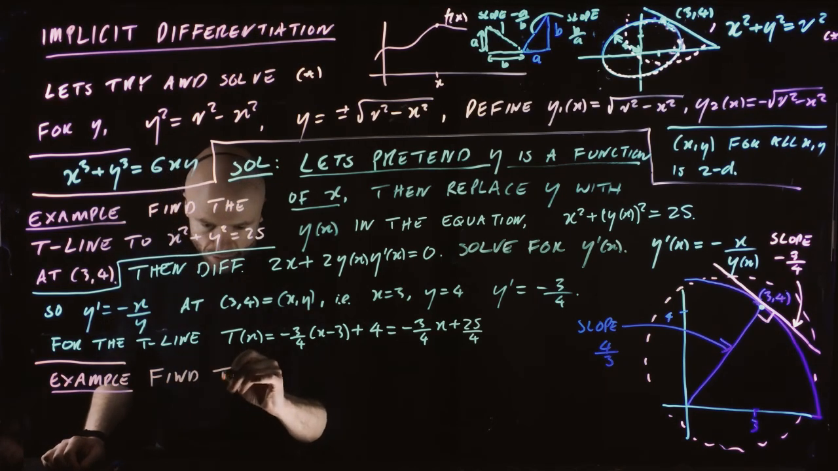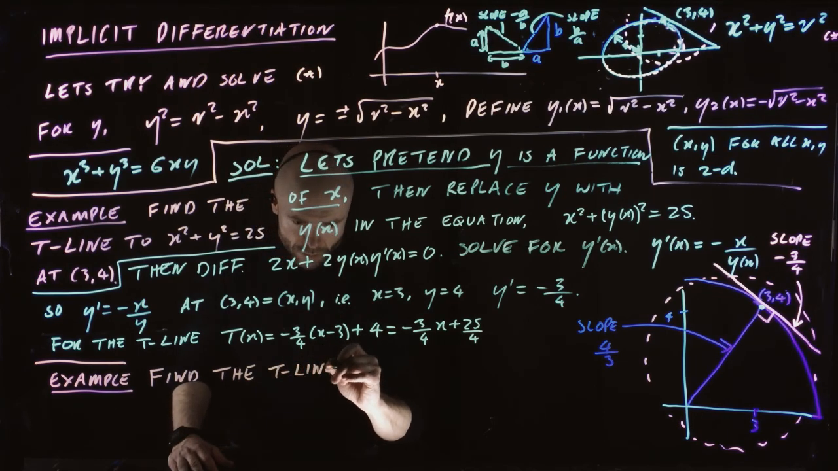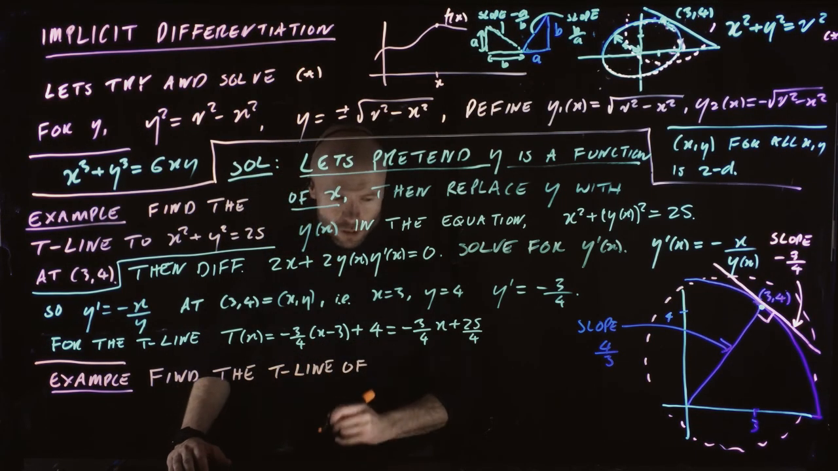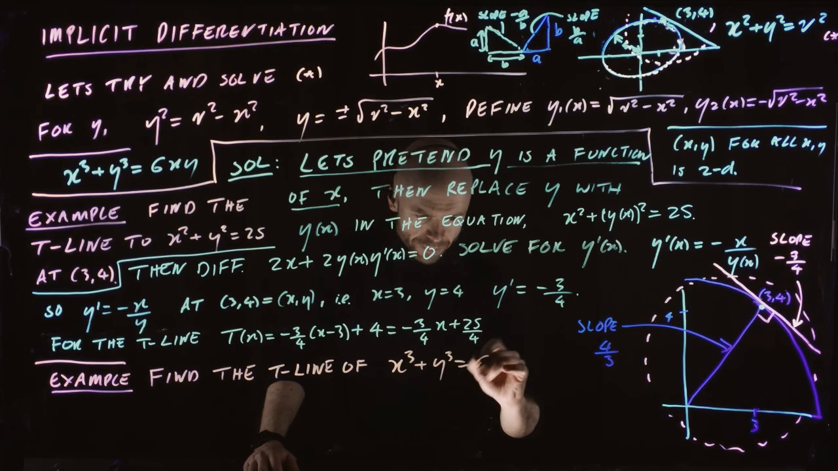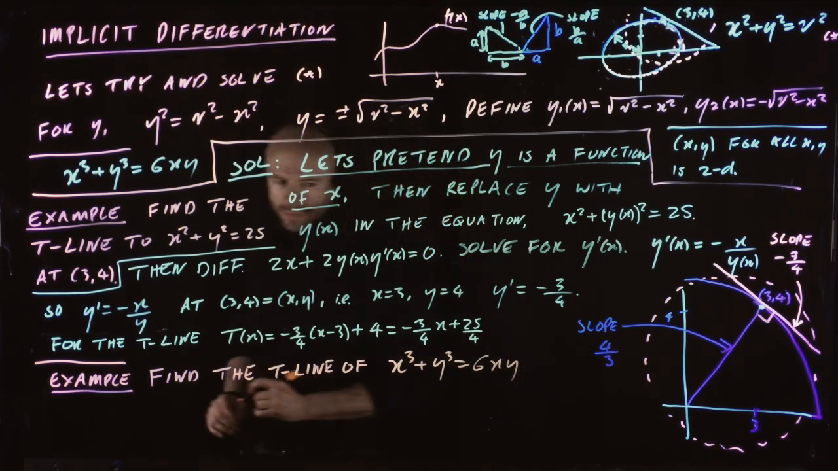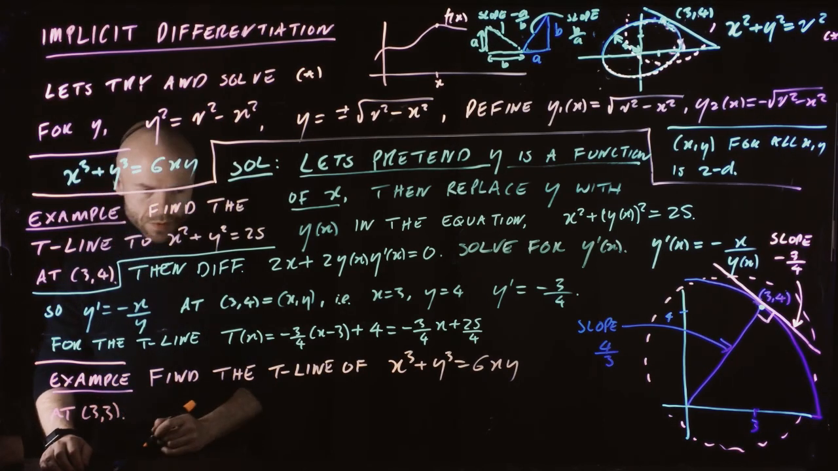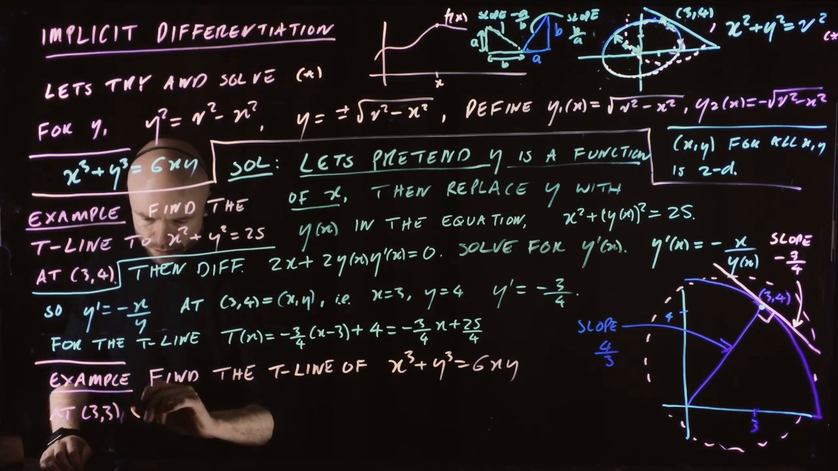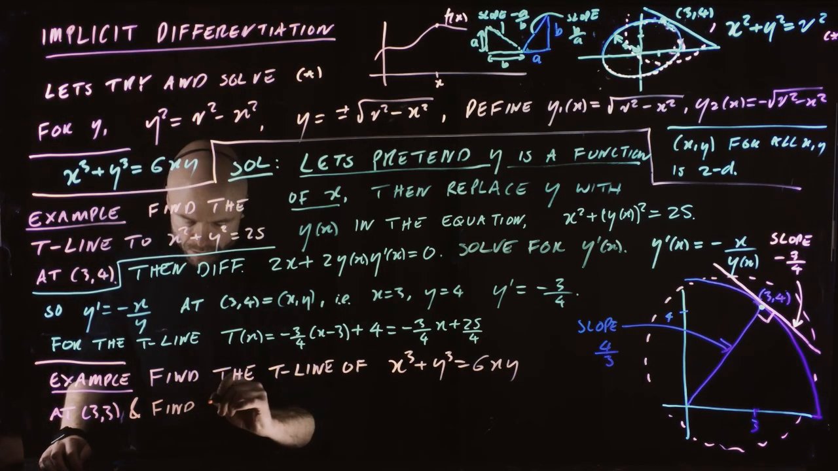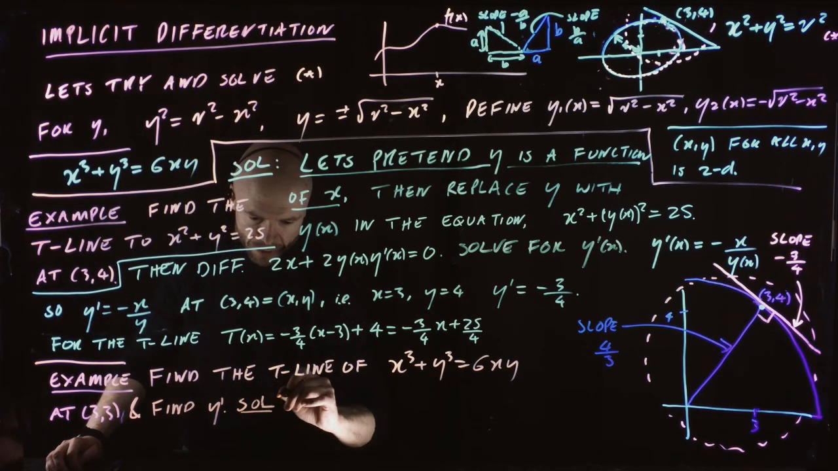Find the tangent line of this equation, x to the 3 plus y to the 3 equals 6xy at 3, 3. And find y prime. Okay. Well, first we're going to find y prime.